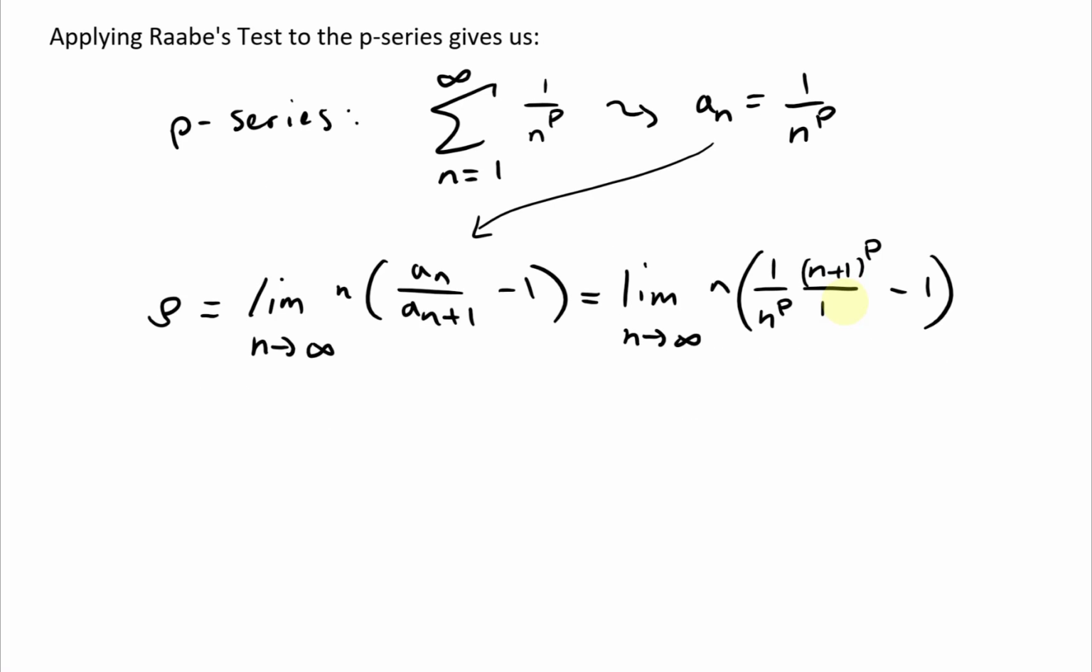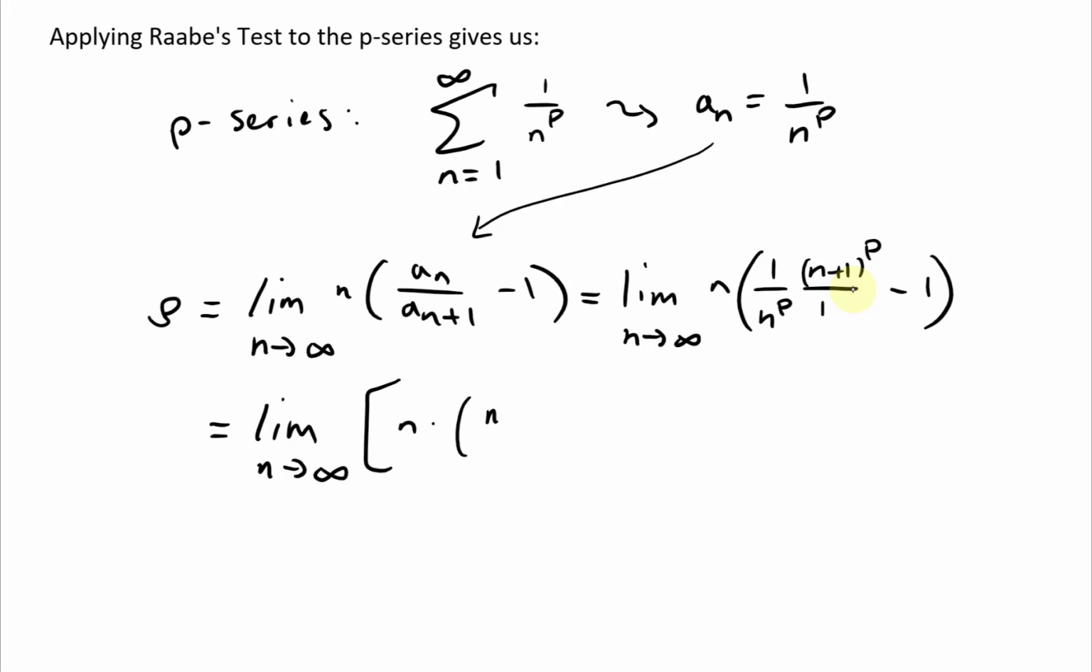Alright, let's simplify this even further. This equals the limit as n approaches infinity of, now we multiply the n inside, so we get n times it, and also for the same powers, we can just use our power laws and merge those together.